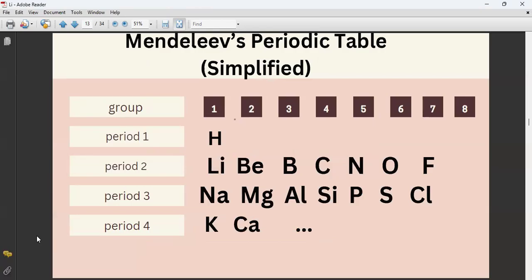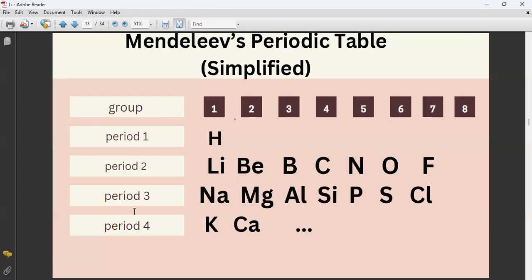Now, in Mendeleev's periodic table, he classified the elements into eight groups, eight columns, that were 1 to 8, and he had certain periods like period 1, 2, 3, 4. He put hydrogen, the first element, in period 1 and group 1. Then in period 2, there were lithium, beryllium, boron, carbon, nitrogen, oxygen, fluorine.